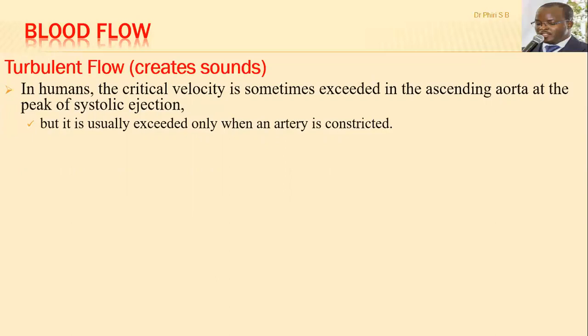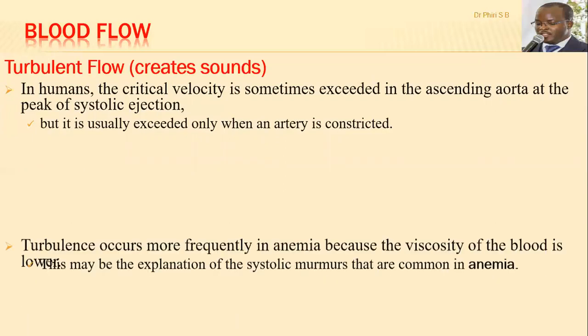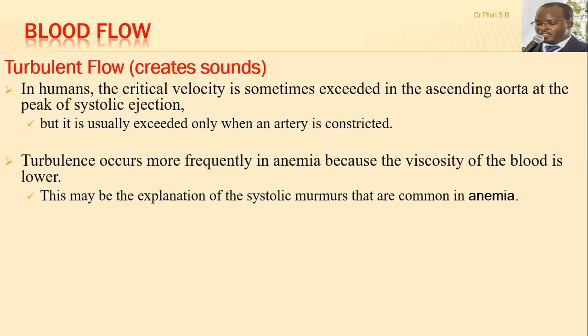But under normal circumstances, you find that in the arteries, they're just going to have laminar flow. But unless there is something that is obstructing the flow of blood, when the arteries are constricted, you can have turbulent flow that can produce sounds. So turbulence occurs more frequently in anemia because the viscosity of blood is lower. In anemia, you have less blood or fewer blood cells.